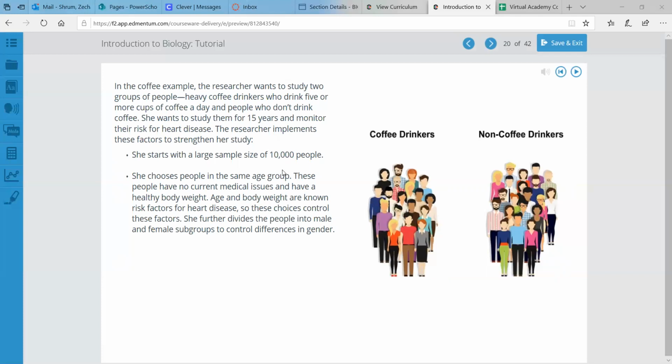She chooses people in the same age group. That's good because people at certain ages are more prone to heart problems and heart disease. These people have no current medical issues and have a healthy body weight. So age and body weight are known risk factors, so she's trying to control those. And she divides them into male and female to control that difference, apparently. Interesting.